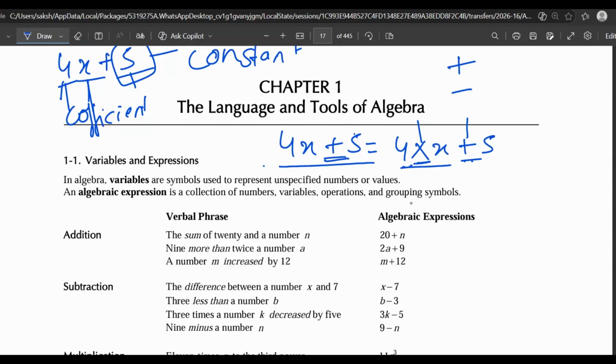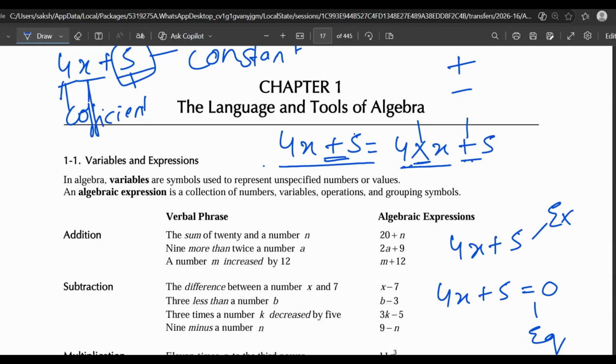An expression doesn't have an equal to sign. Yes. If I write 4x plus 5, this is going to be an expression. But in the same thing, if I write 4x plus 5 and I just add an equal to symbol, and after equal to I add 0, then the first one is going to be your expression and the second one is going to be your equation.